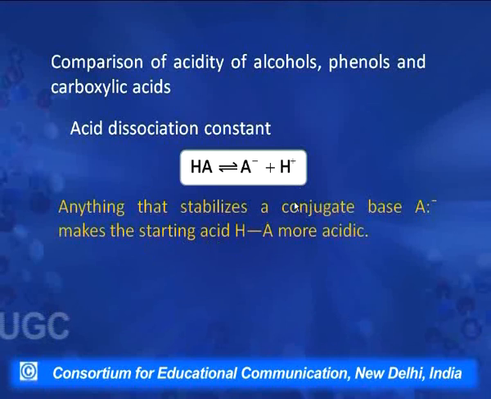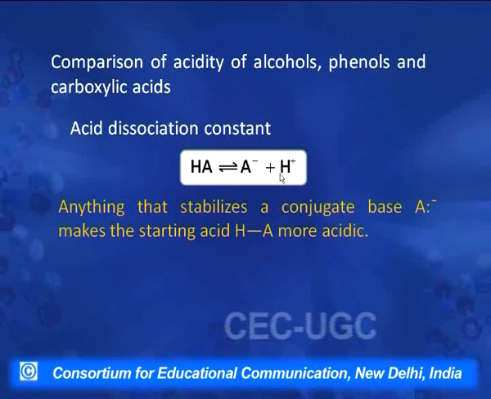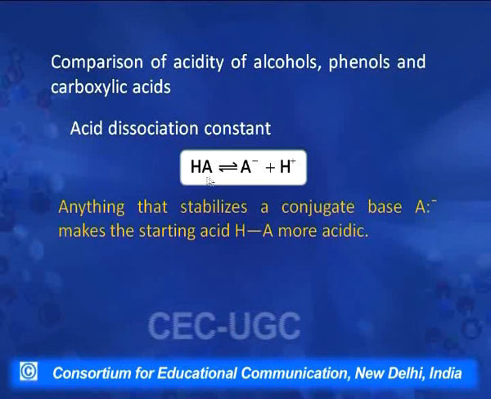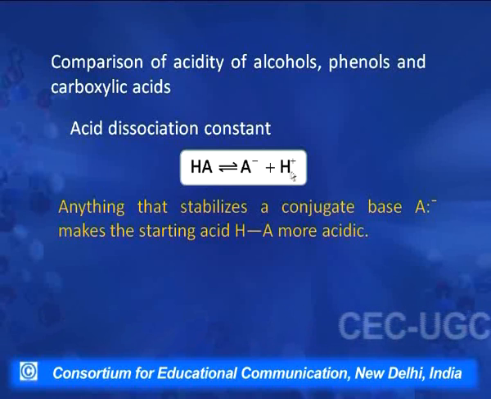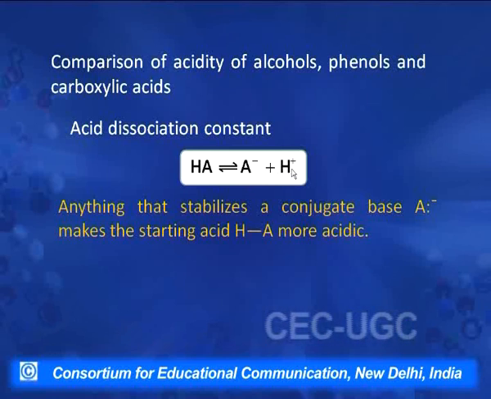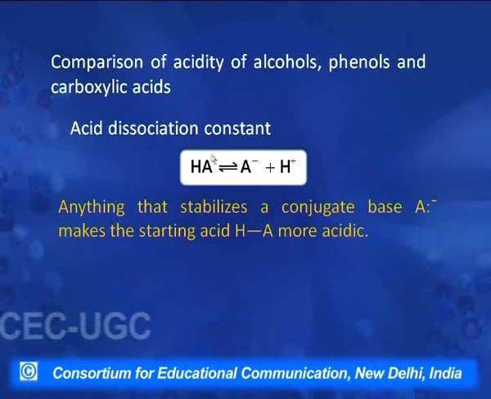Now, anything that stabilizes a conjugate base, that is this anionic part, makes the starting acid more acidic. Why? A substance is acidic if it can give H plus ions. The more H plus ions obtained, the stronger the acid. Now, what is the driving force that drives this equilibrium towards this side so that more H plus ions are obtained? Obviously, the stability of the anion, because H plus ion is the same from all the substances. So, the more stable the anion part obtained from any compound, the stronger acid it is.